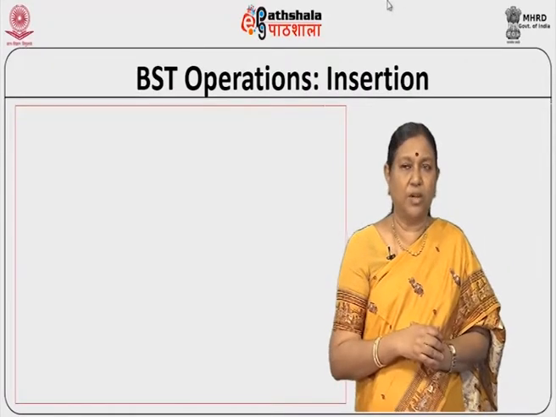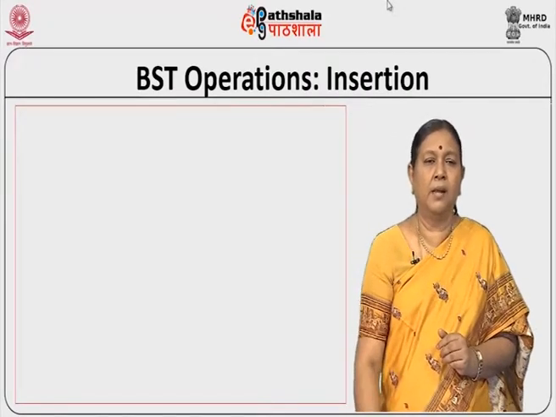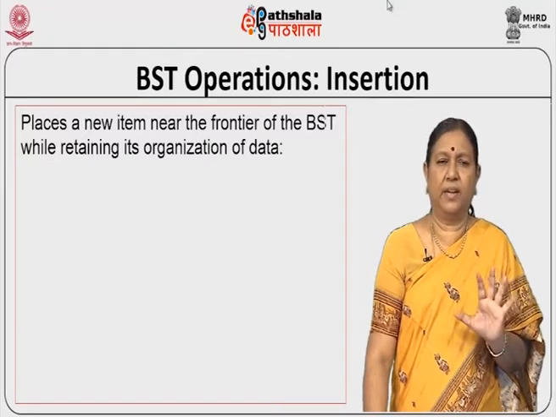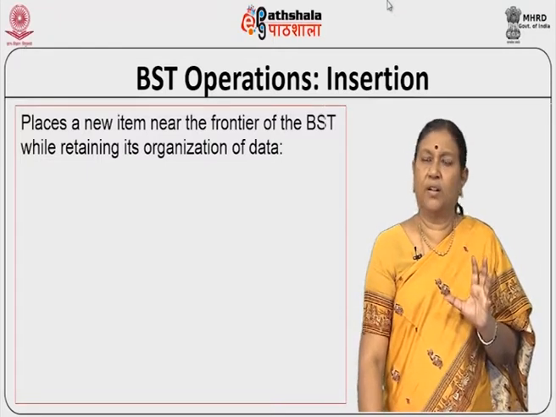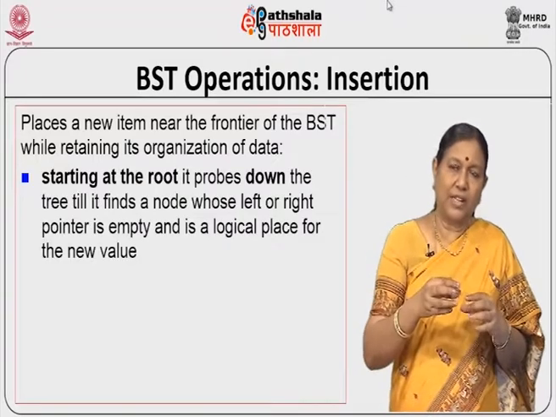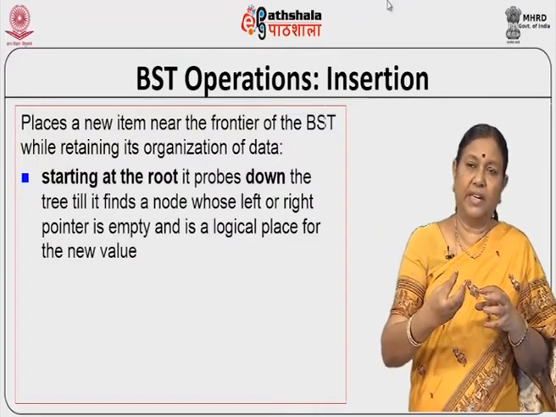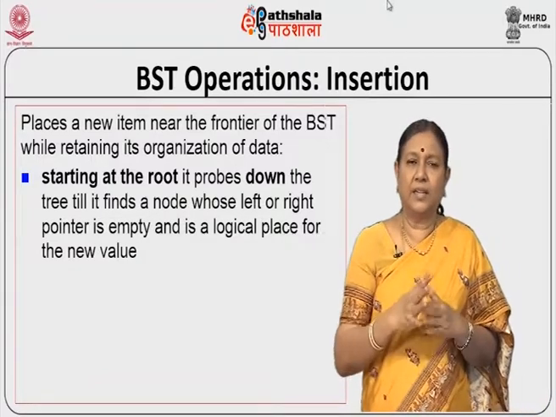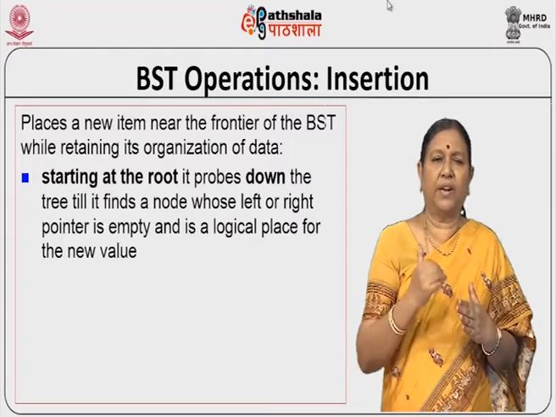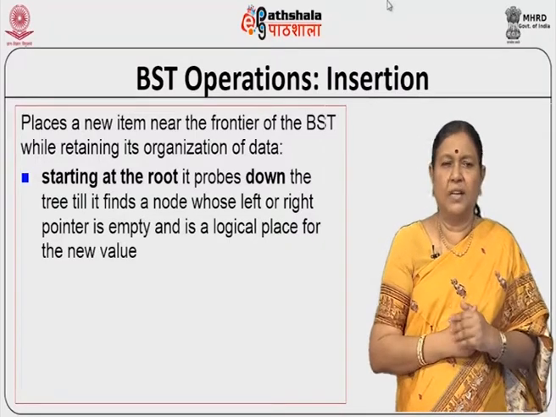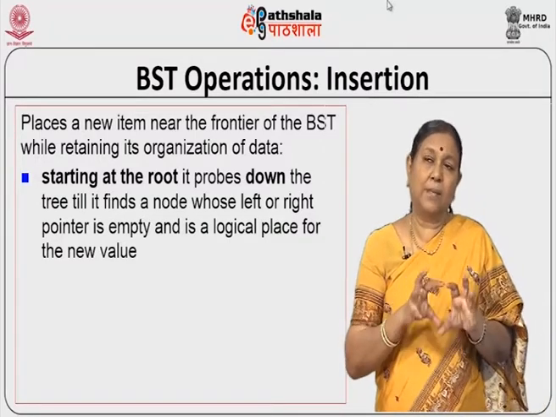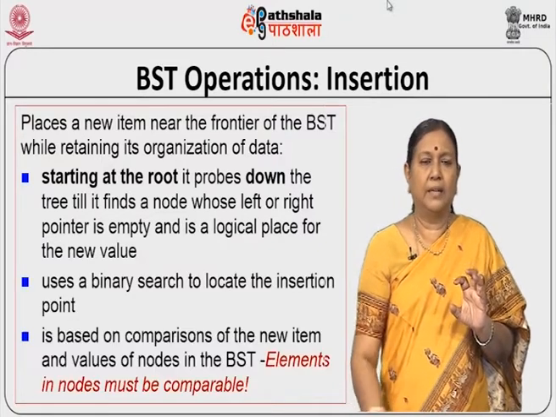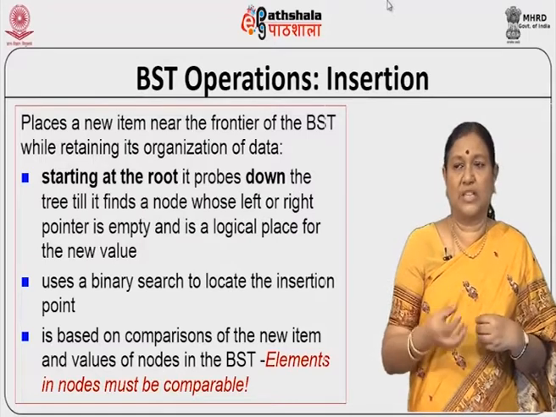Let us look at the BST operation of insertion in detail. Place a new item near the frontier of the binary search tree while retaining the organization of the tree. What you are actually doing is trying to find a frontier, that is, a dead end where you can add the element. Starting at the root, it probes down the tree till you find a node whose left or right child is empty, and it is a logical place for adding the new value.